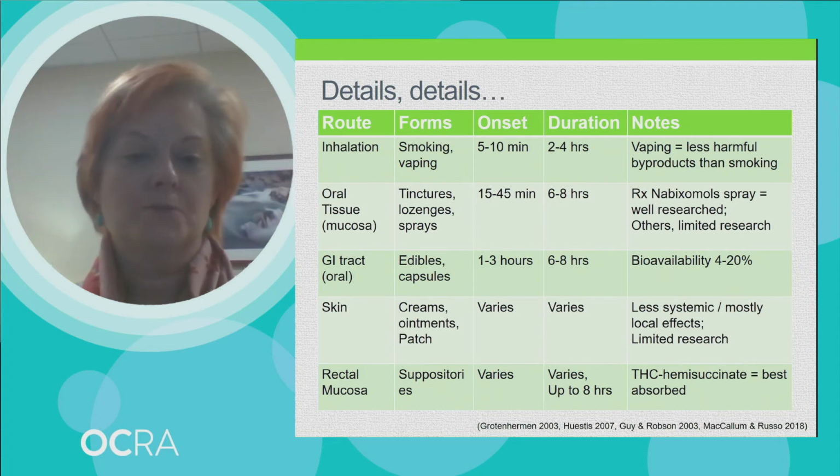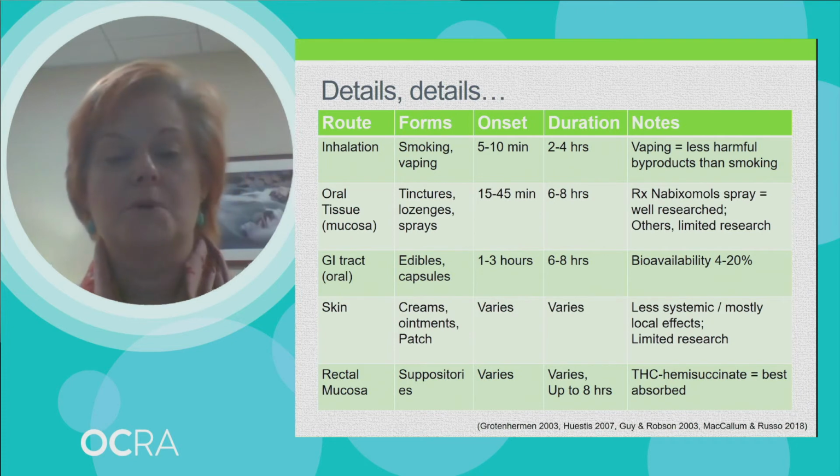And then there's also the rectal mucosa. This is basically the form of suppositories. And again, the onset of effects really varies, but the duration can be up to 8 hours. There's a particular chemical form of THC where it's attached to something called succinate that appears to be best absorbed.